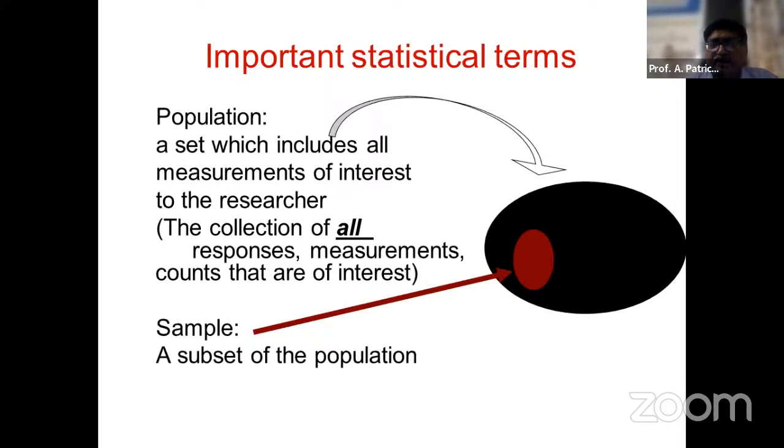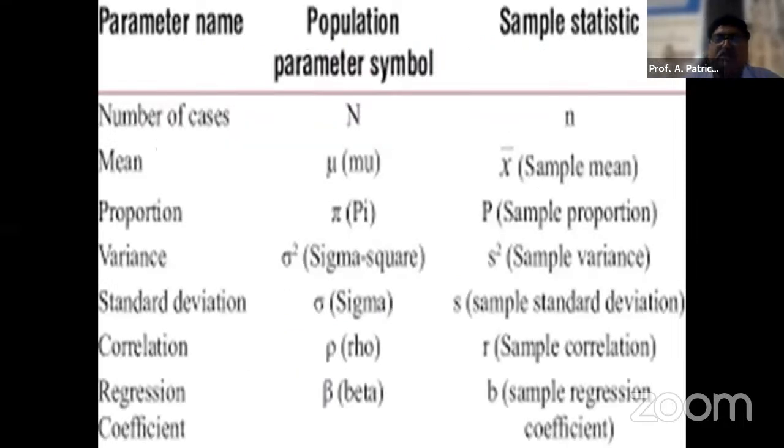And we all know this. The larger part that you have is the population. The smaller part that you have is the sample. What we do normally in research is, it is not feasible for us to study the entire population. So we study a part of the population. That is what we call the sample.